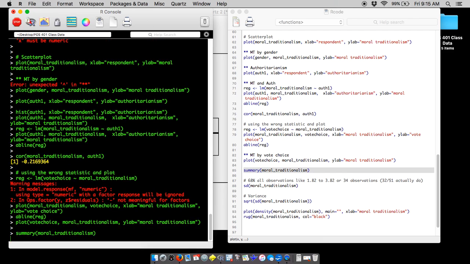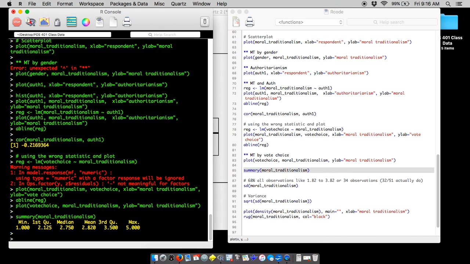We might also want to look at basic statistics of the data. So moral traditionalism, probably should have done this very early on. We can look at the minimum value is 1, the maximum value is 5, the median is 2.7, the mean is 2.8. So the middle measures are usually somewhat close, but not always, and that depends on the skewness of the data.